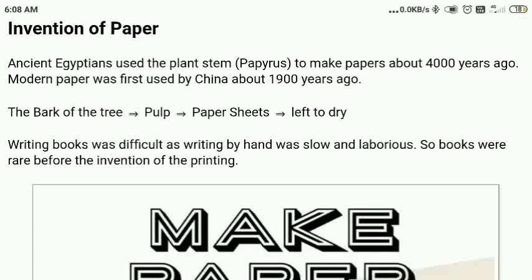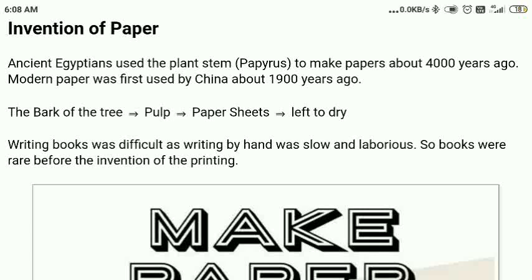that long ago people started making paper. In China also, the modern type of paper which we see and which we use for writing was created about 1900 years ago. They used the bark of a tree, that means the layers of the stem, and made pulp, that means a paste-like thing out of it, and that pulp was used to make paper sheets.